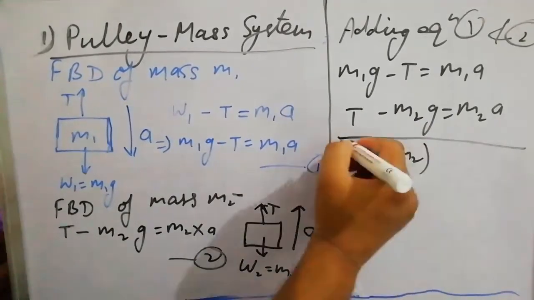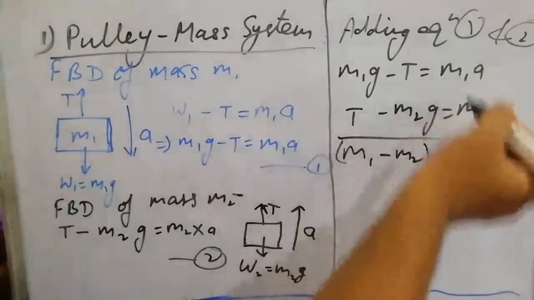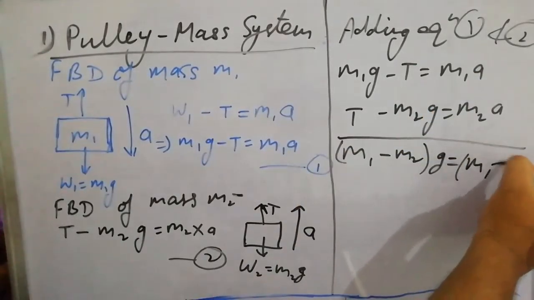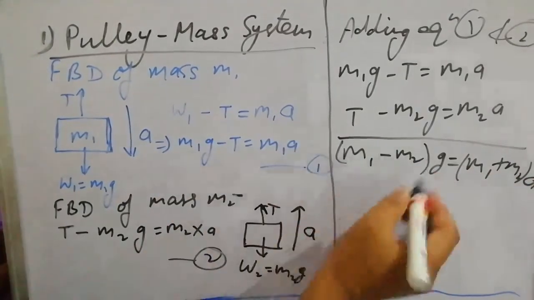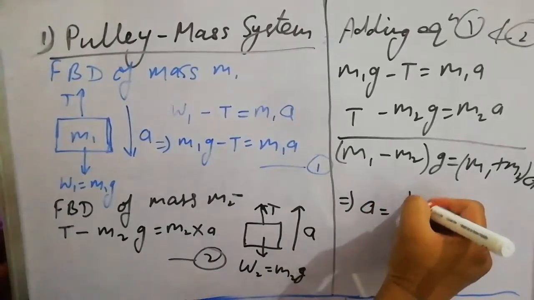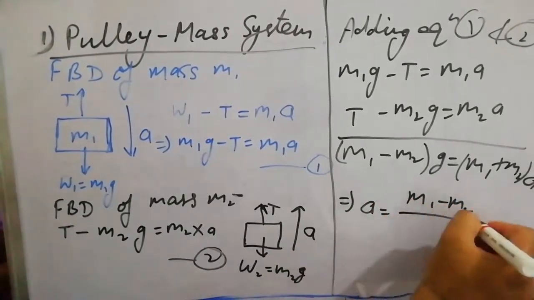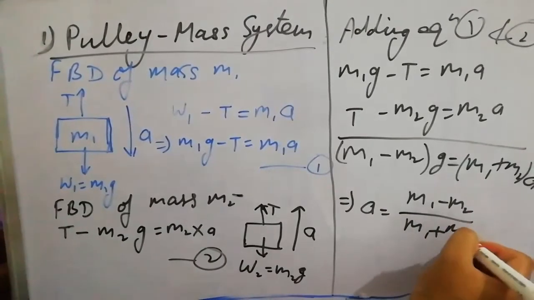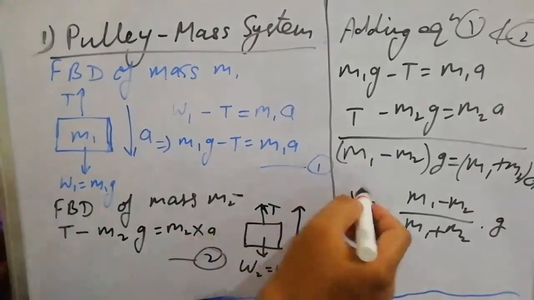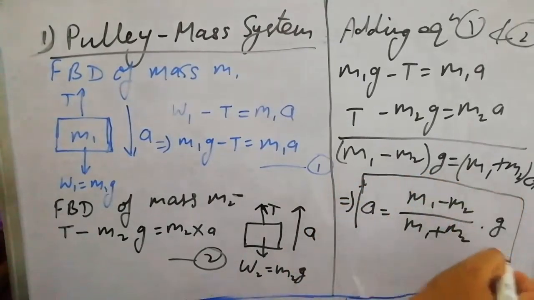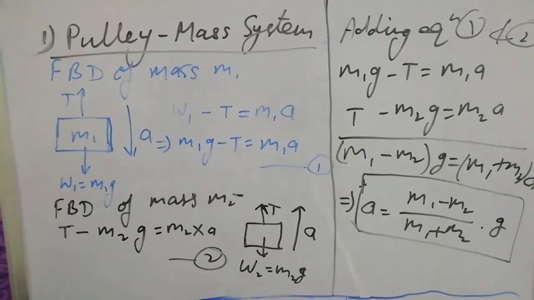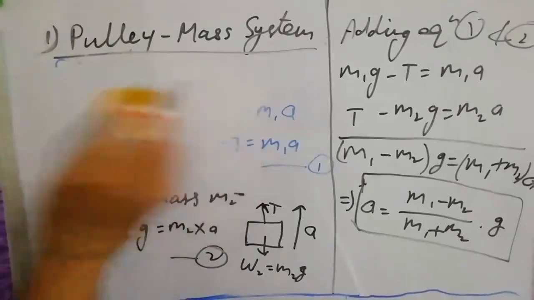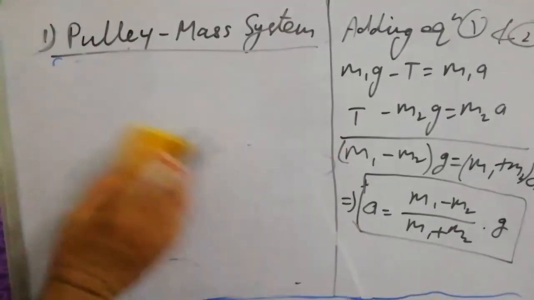m1 minus m2, and g will be common here. And what will we get on the right? m1a plus m2a, or simply, if we take a common, a is equal to m1 minus m2 divided by m1 plus m2, into g. So this is the acceleration that we get in the pulley mass system. Understood? Now what we have to do is calculate the tension generated in the string.